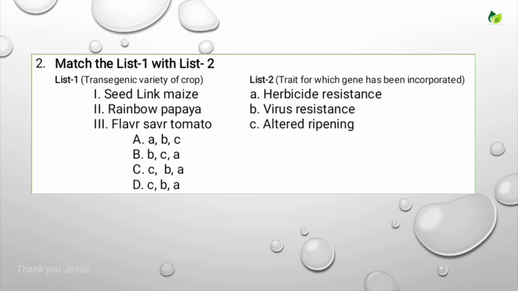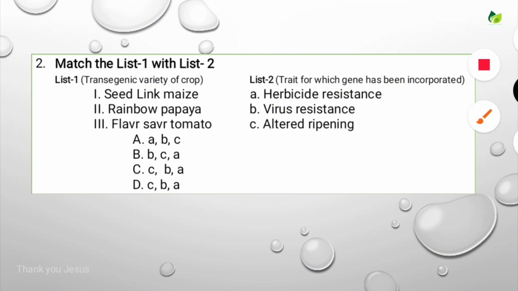Here, two lists are given. You have to match them with the appropriate answer. Let's see the two lists first. The first list consists of transgenic varieties of crops. The second list consists of the trait for which the gene has been incorporated. The first list: Flavr Savr maize, Rainbow papaya, Flavr Savr tomato. The second list consists of herbicide resistance, virus resistance, altered ripening.